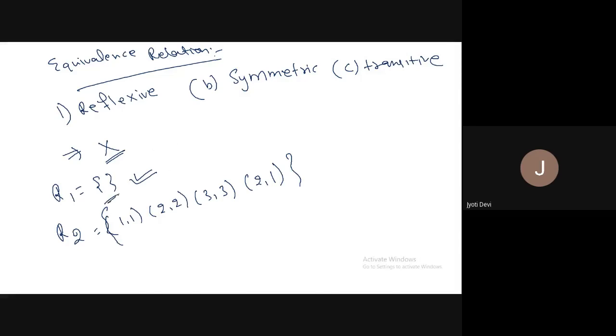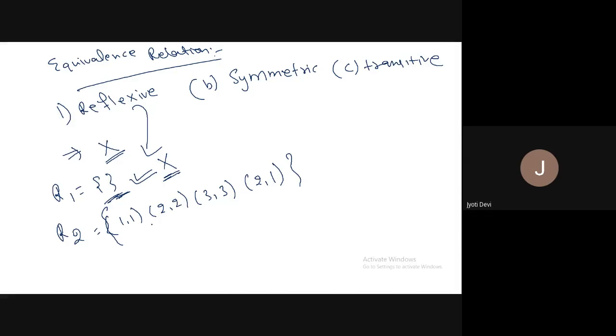It is not an equivalence relation. Why is it not an equivalence? Because it violates the condition of a reflexive relation. It is not reflexive. That's why I don't move on to symmetric and transitive. If any condition fails out of the three conditions, I just say this relation is not an equivalence relation. The second relation, is this relation an equivalence or not? Not.